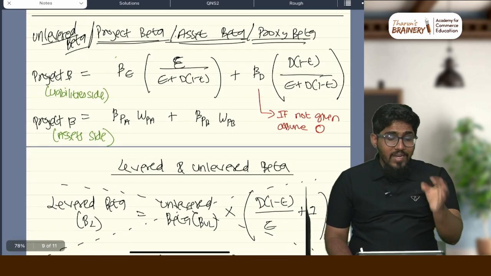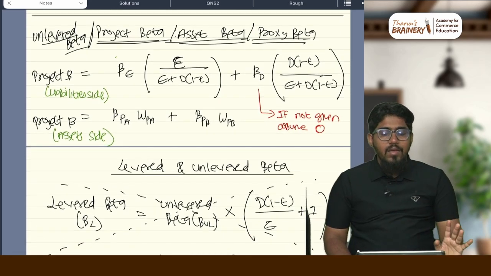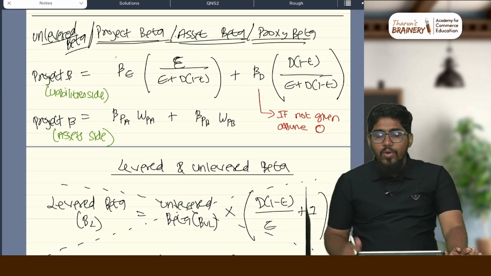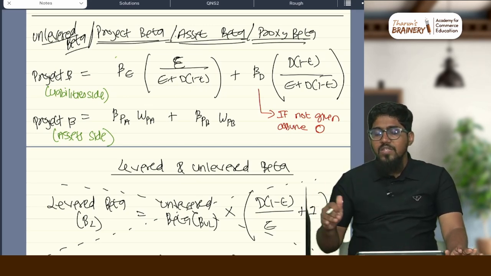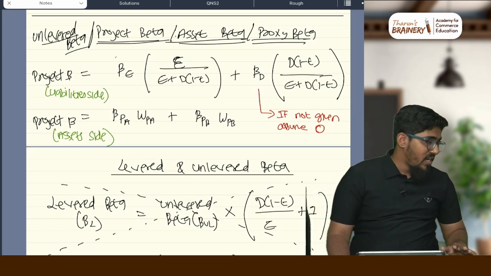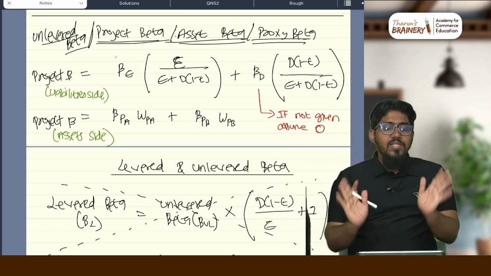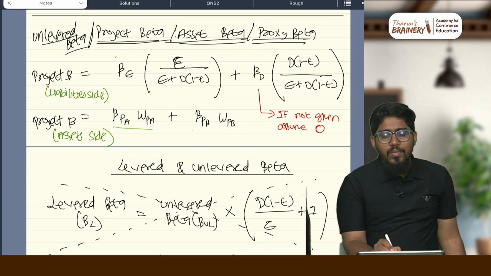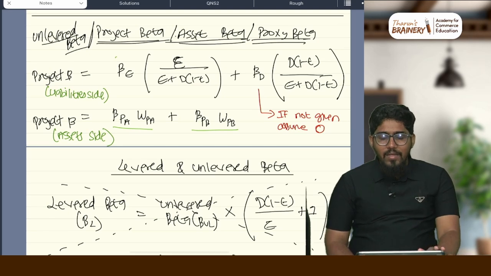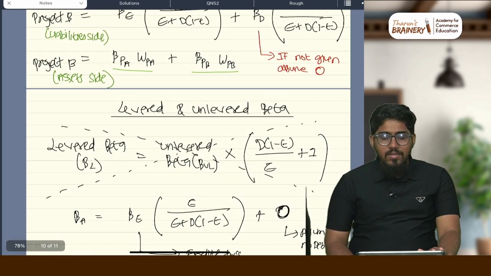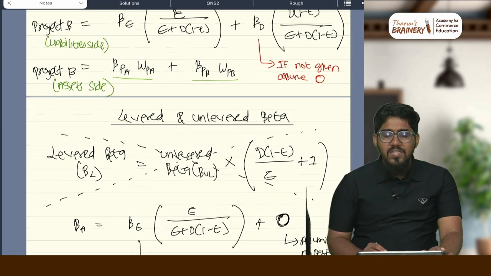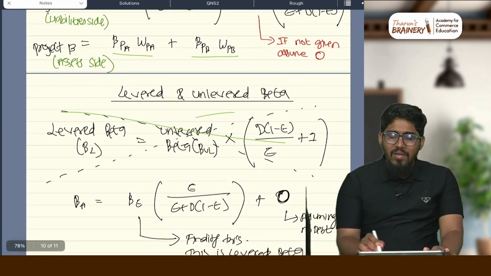Very interesting, sir. Unlevered beta, project beta, asset beta, proxy beta. What is the formula, sir? Liability side: beta of equity into equity by equity plus debt into 1 minus T plus beta of debt into debt into 1 minus T by equity plus debt into 1 minus T. In your study material, it looks very complicated. Very simple. And on the asset side, it is nothing but weight of project A into beta of project A and weight of project B into beta of project B. Clarity? Sir, what is levered beta, sir? Levered beta is equal to unlevered beta into D into 1 minus T by E plus 1. This is the formula which is given in the study material.